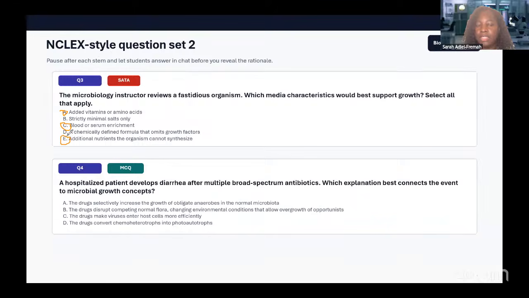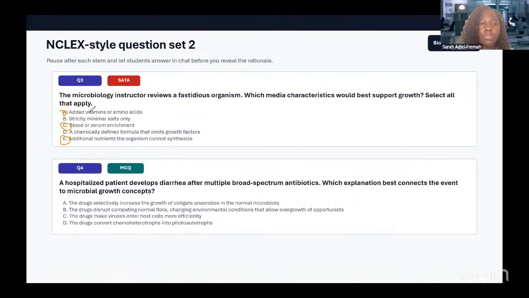And they need certain growth factors which their body cannot synthesize. So A, because they are complex and some nutrients they cannot synthesize, we can begin to look at what are growth factor sources in these answer options. Amino acids, especially the essential amino acids, and vitamins are growth factors the body cannot synthesize. This is very typical of fastidious organisms, where their complexity doesn't allow them to synthesize these molecules. So they need to be supplied with these from the environment.